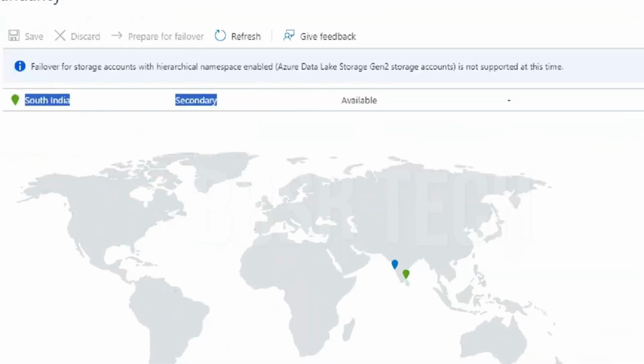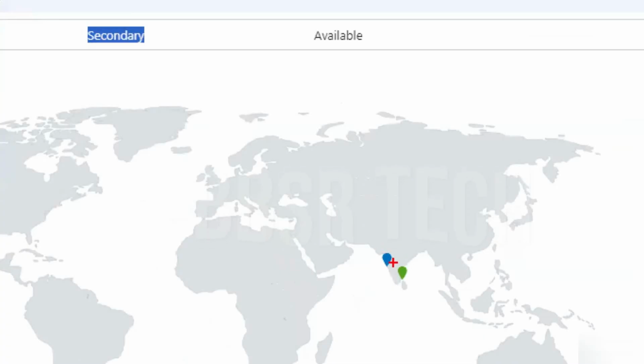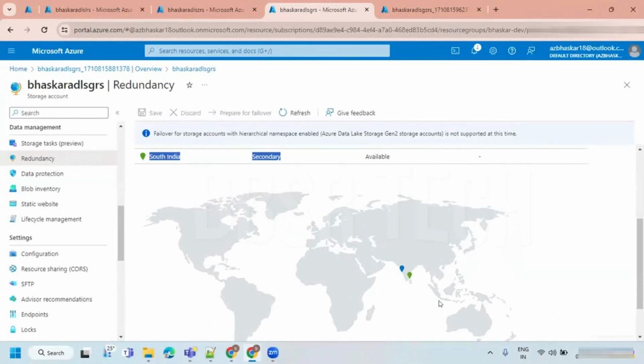Between these two regions, between your Central India and South India, you will have thousands of miles apart. So they're not near each other, they're far away. That is one of the reasons most companies choose GRS, geo redundant storage. Even in my company, we are using GRS only.